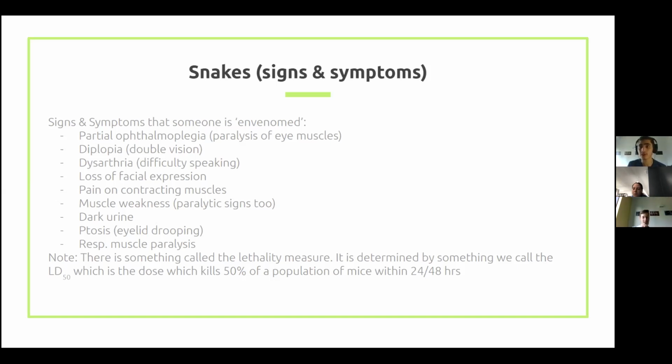And finally, your respiratory muscles can become paralyzed, and that's obviously where you get more dangerous effects. Just be aware, there's a measure we use called the lethality measure, which is the dose required of a specific venom to cause a lethal effect. It's defined by something called LD50, which is the dosage required to kill 50% of the population of mice within 24 to 48 hours. So that's just the measure we use. The smaller that number is, the more lethal the venom is.